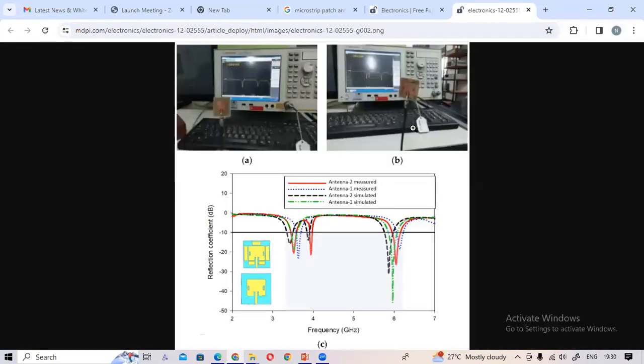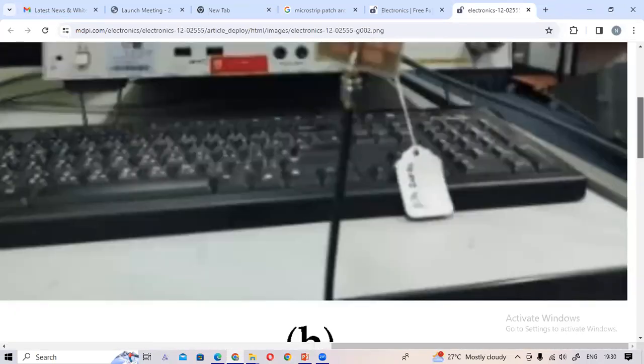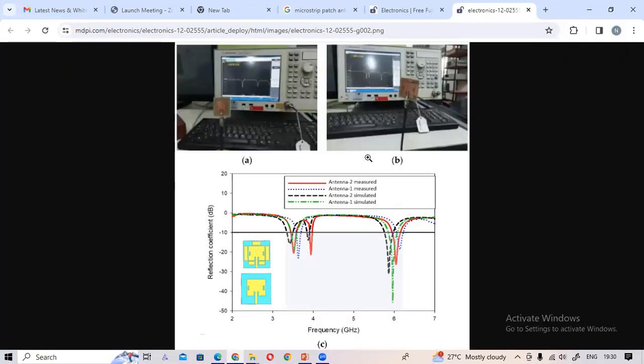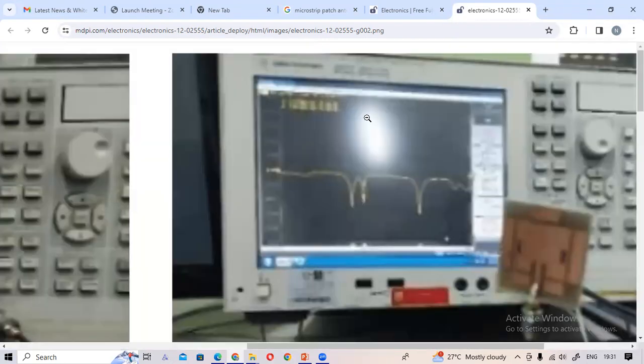I think it is not clear. So this is our patch antenna. Now you can see that we are going to feed the antenna this way. Here we have connected the signal generator. Actually, here it is not the signal generator. Can anyone tell what they have connected? What is this instrument?